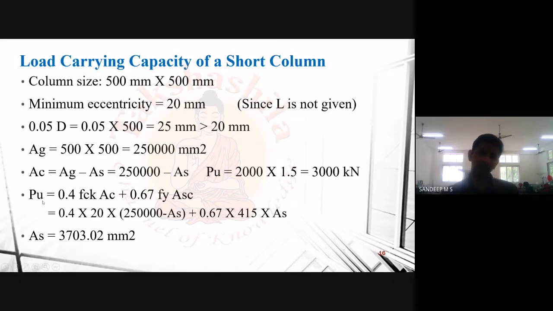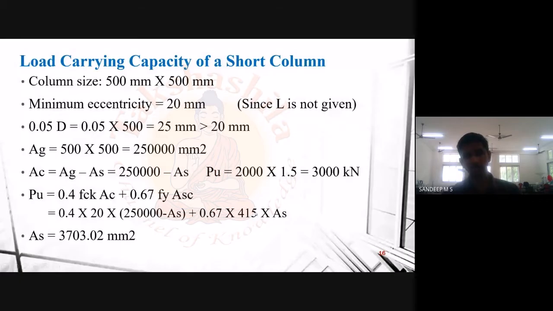That is, this is design load, that is 3000 is equal to 0.4 fck into Ac. We don't know the value of Ac, so we will substitute it as this value minus area of steel, plus 0.67 fy into area of steel. So we have just reduced the number of unknowns to 1. From this you can find the value of As. Direct substitution, there is nothing else.